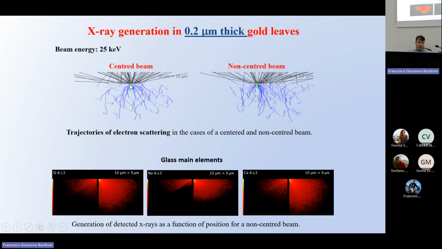This is with a centered beam, and you see scattering of electrons and obviously X-rays produced by the scattering inside the material from outside. And this is not a centered beam. You have a huge amount of trajectories from this part of the side. And so you have the production of other X-ray lines from the side of your material.